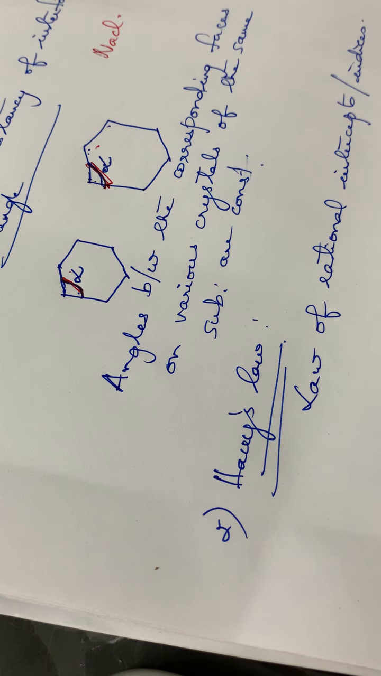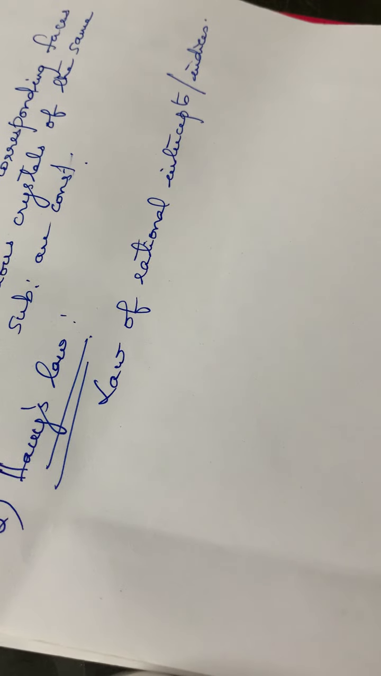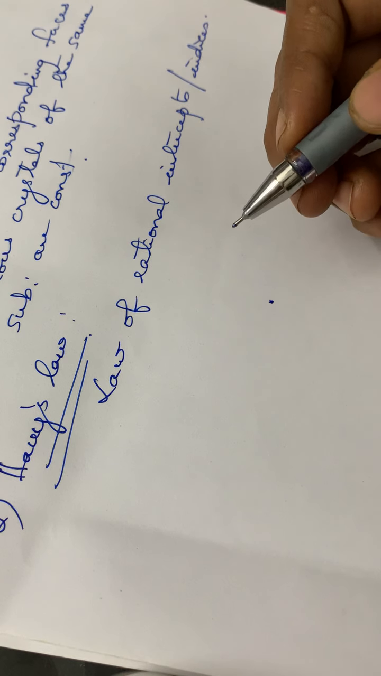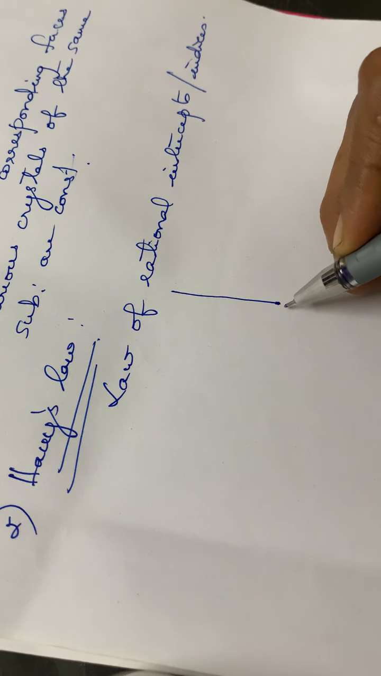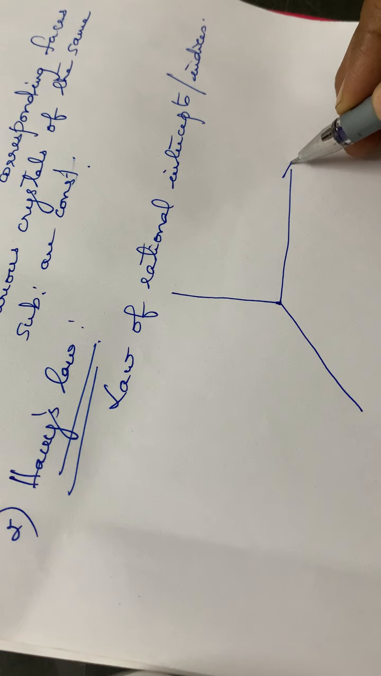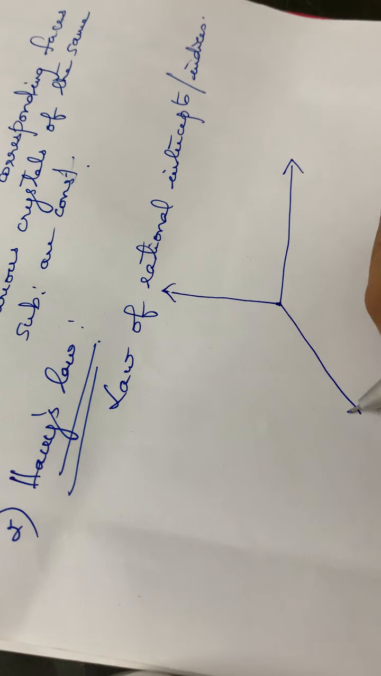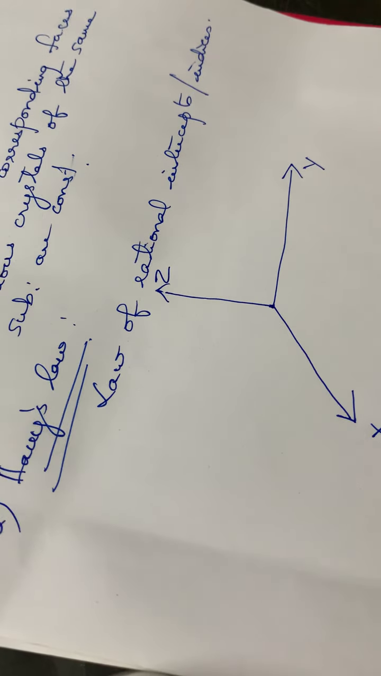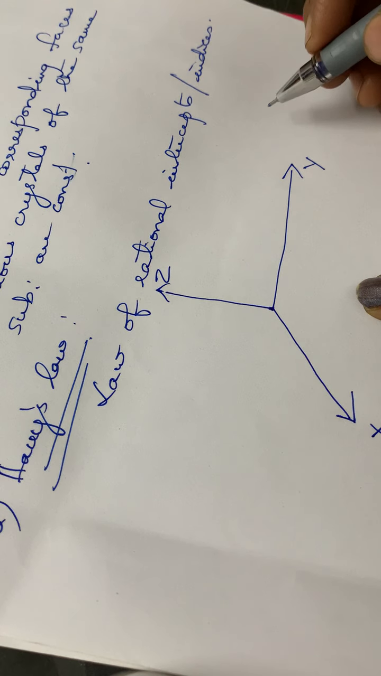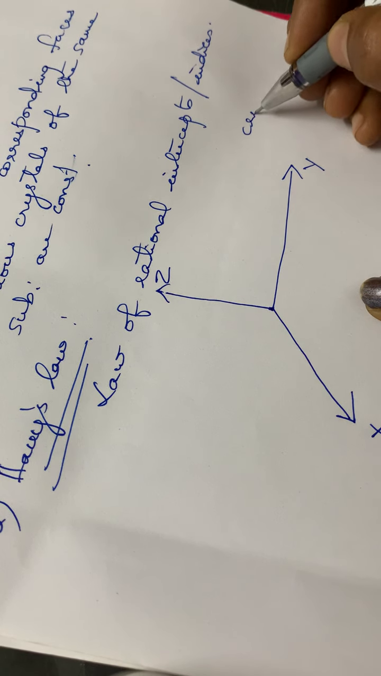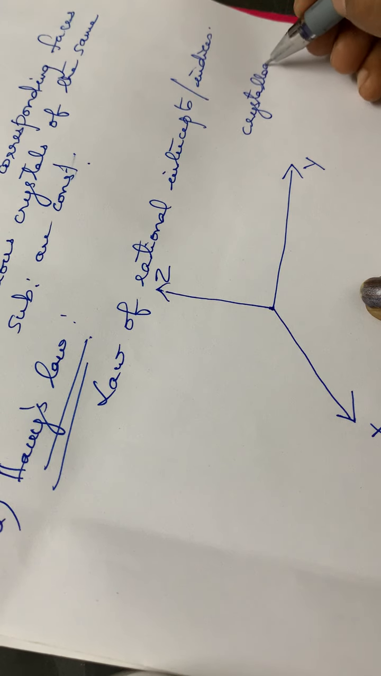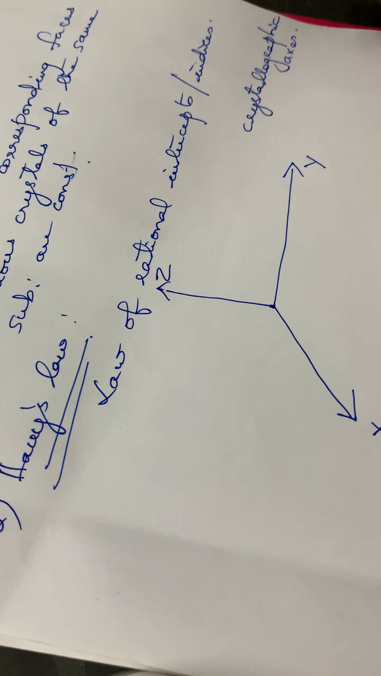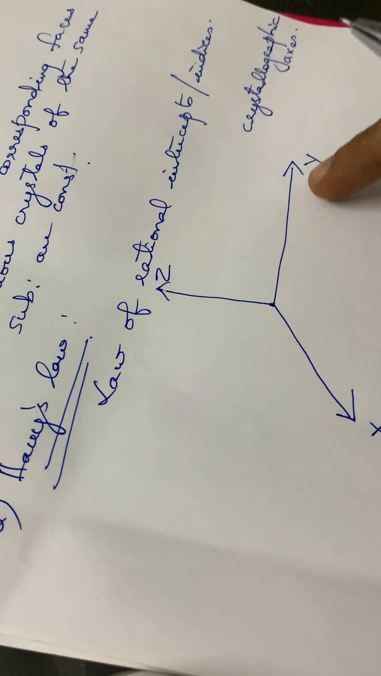So here, in this law of rational indices, normally these crystals are represented using three axes: the x-axis, the y-axis and the z-axis. Let it be x, then y, then z. These three axes are called the crystallographic axes. So these three, x, y and z, are called the crystallographic axes.